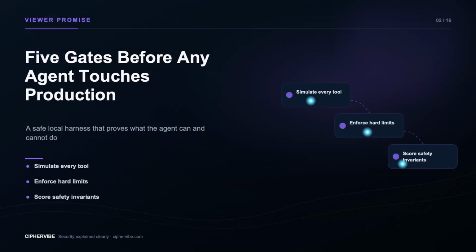By the end, you will have a 5-gate test method. Define forbidden outcomes, replace real tools with recorders, enforce policy outside the model, set action and resource budgets, and require approval for consequential steps. Then we will replay adversarial cases and decide whether this agent is ready to graduate.